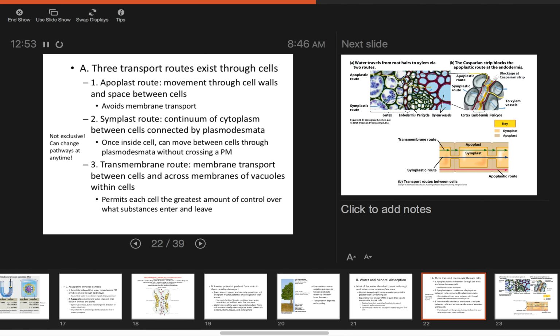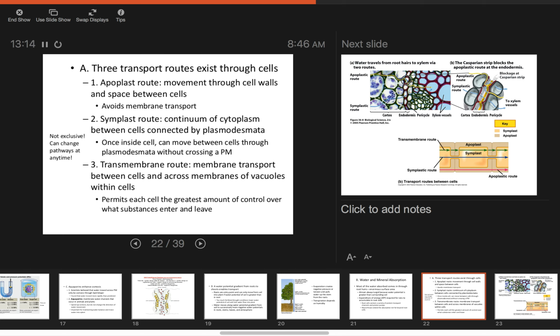But there are 3 transport routes that exist inside cells. So I'm going to talk about them and show you a picture. Apoplast, symplast, and transmembrane route. Apoplast means it's going to move through the cell walls and the space between the cells. Basically, we're not going to go through the membrane. So I'll show you a picture of that. Symplast route means it's going to go through the cytoplasm between the cells.